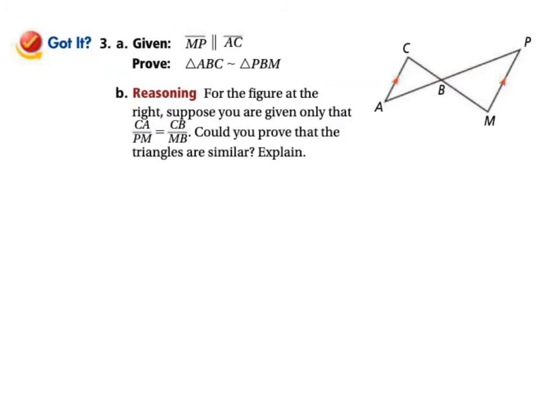So try this got it problem. The first part is you're given that these lines are parallel, these sides are parallel, and use that to prove that triangle ABC is similar to triangle PBM. That's the first bit. Write your proof out.